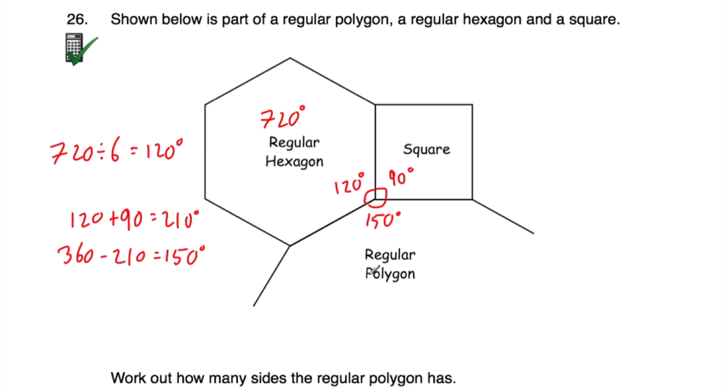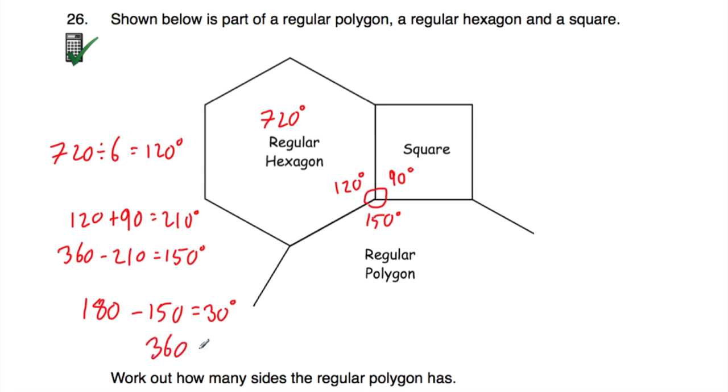And we've been asked to work out how many sides the regular polygon has. Now, if the interior angle is 150 degrees, we can take that away from 180 to see what the exterior angle is. So 180 take away 150 is equal to 30 degrees. So each exterior angle is 30 degrees. Remember, all the exterior angles will always add together to be 360.